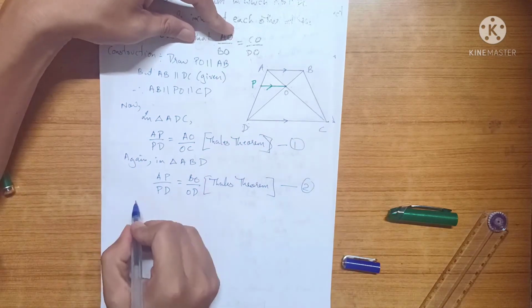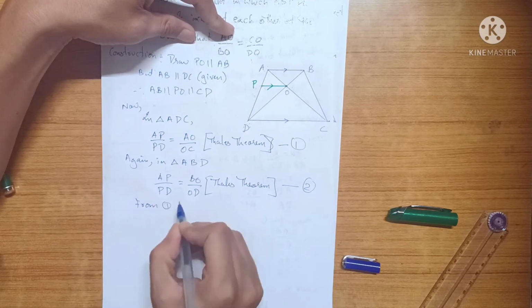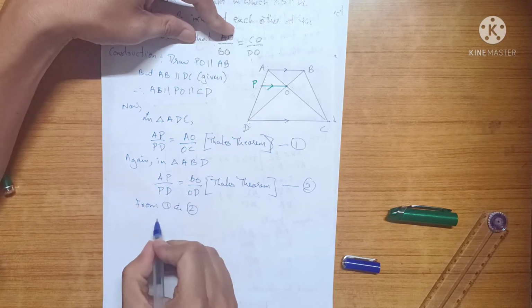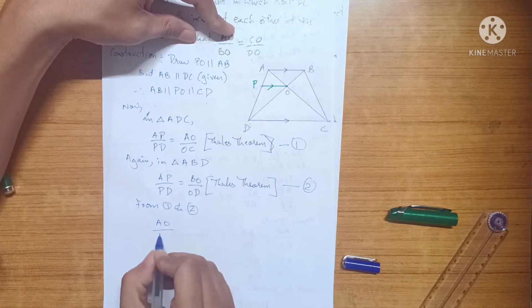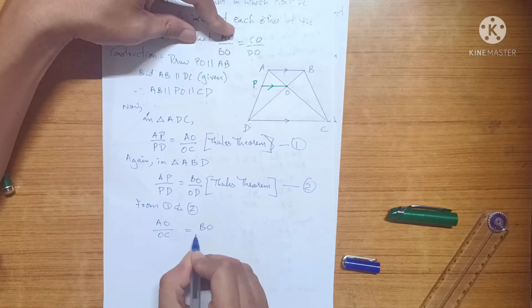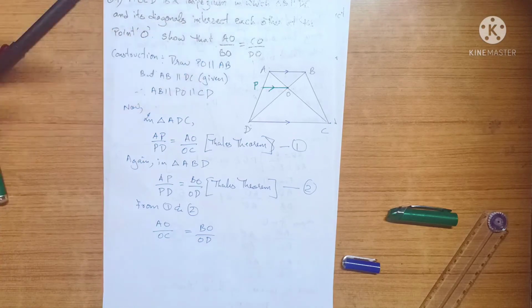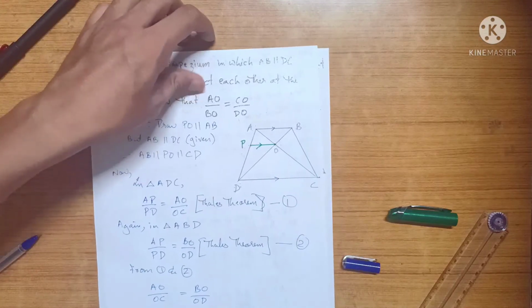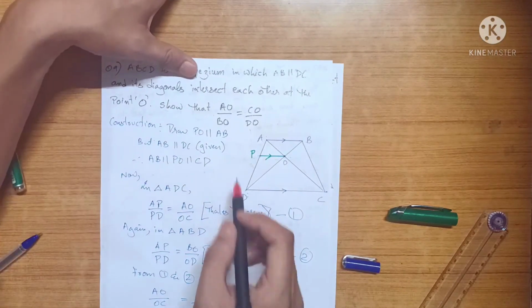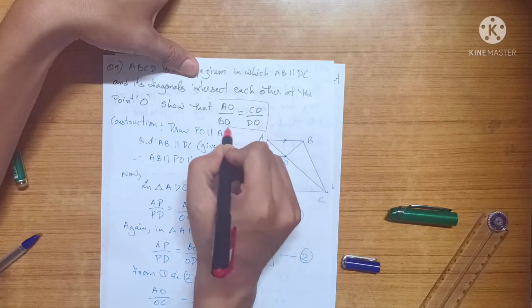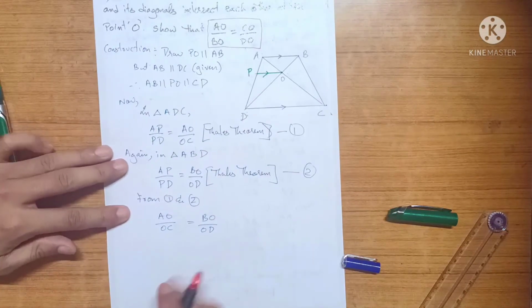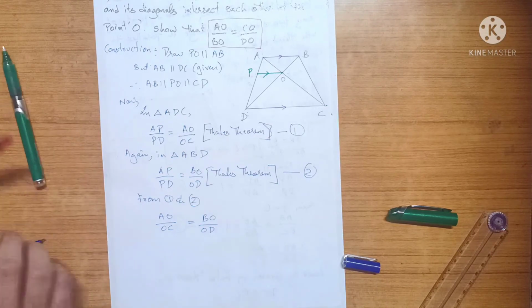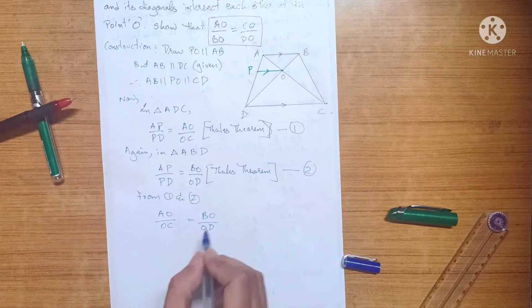Equation 2. So from 1 and 2, we can say that AP by PD, AP by PD, so these two are equal to AO by OC equal to BO by OD. But it's not over. If you look at what they were asking us to prove, they're asking us to prove AO by BO equal to CO by DO, right? And we did not get AO by BO; we got AO by OC equal to BO by OD.